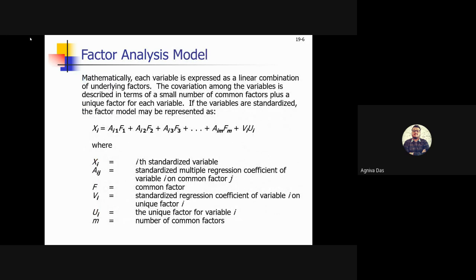Now, mathematically, each variable can be expressed as a linear combination of underlying factors. And so this is what the factor model looks like. If xi is a variable, it should be written as a linear combination of all the factors, where ai are the standardized regression coefficients of the variable i on the common factor j, and the f are the common factors, the factors that are linked to the ith standardized variable. Right? Here, vi is the standard regression coefficient on the unique factor i, and ui is the unique factor for variable i.